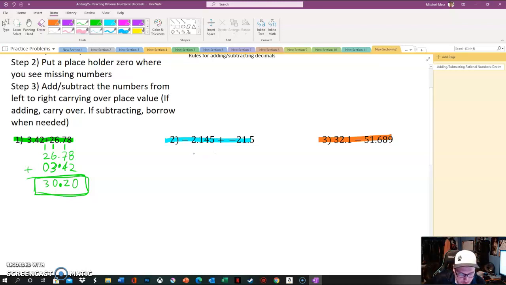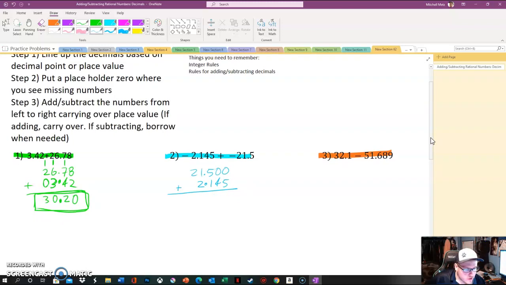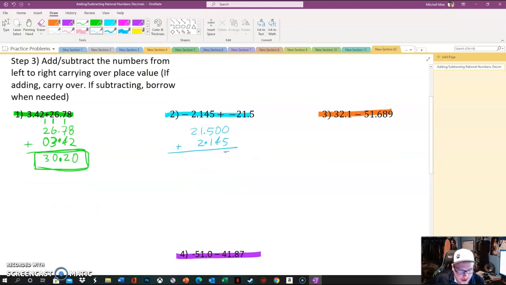So I'm going to rewrite it, 21.5. I'm going to stack that over my 2.145, and then I'm going to add them. Again, I will worry about the signs afterward, but I know because they're the same sign, I'm just adding them. So I'm going to put zeros here, step 2. Put a placeholder value, a 0, where you need it. Now let's add. 5 plus 0 is 5. We're adding from right to left, sorry, right to left, not left to right. So 0 plus 4 is 4. 5 plus 1 will be 6. Oops, put your decimal point down.